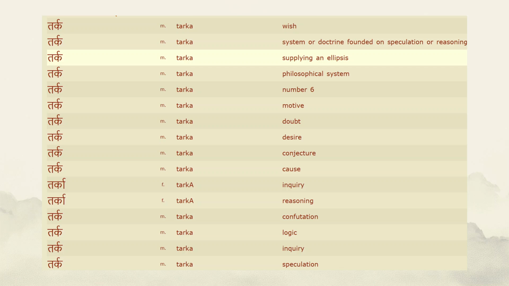notes on the different meanings of tarka, so you get an idea in case you did not know. Wish, well, not very relevant here. System or doctrine founded or speculated, maybe not, but close. Supplying an ellipsis, no. Philosophical system, yes. Motive, yeah, right. Desire. Conjecture is a good one there. Cause, inquiry. Reasoning is also useful, just like hetu. That's why I have used them in an interchangeable fashion. In some cases, depending on the context, hetu is more appropriate, and again, depending on the context, tarka can be more appropriate. Confutation, logic, inquiry, speculation, and so on.